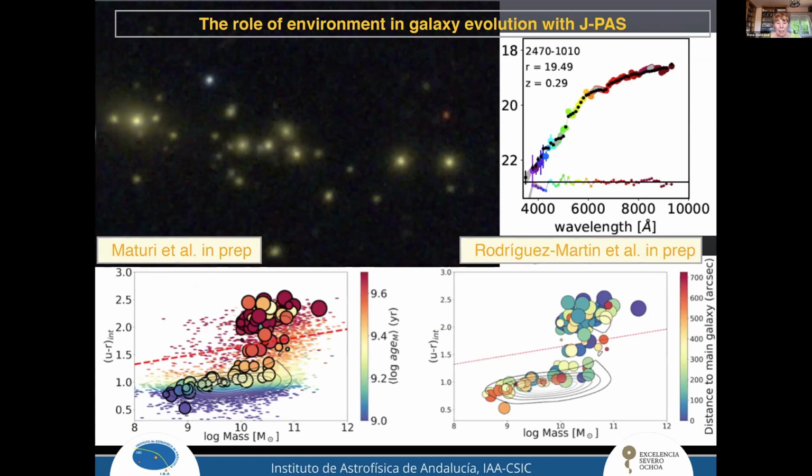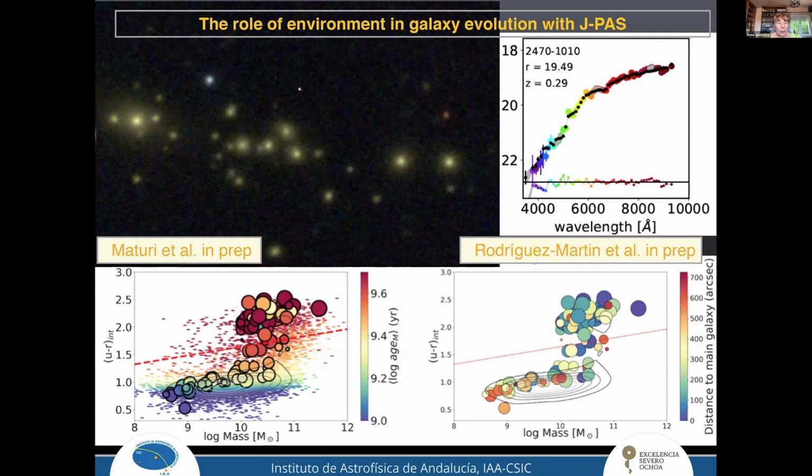So another aspect which is very interesting to study, as has been mentioned before, is the role of the environment in the galaxy evolution. So Matteo has already shown how to identify the group and cluster in miniJPAS. This is one beautiful example of the big cluster that has been detected in the miniJPAS.